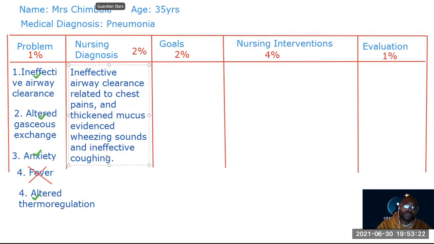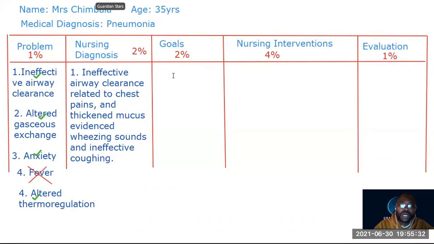So this is how you write down your actual diagnosis for the actual problem. I hope this helps you to understand what a nursing problem is and the nursing diagnosis is, and how you have to write your nursing diagnosis from the nursing problem that you've identified. This diagnosis can fetch you 2 marks. Why? Because you've put everything that is required here. There's an evidence. This is what we look for most of the times.